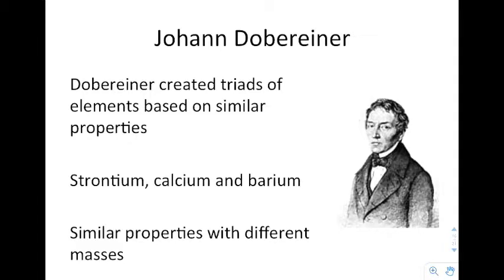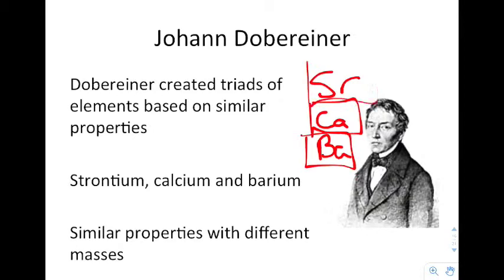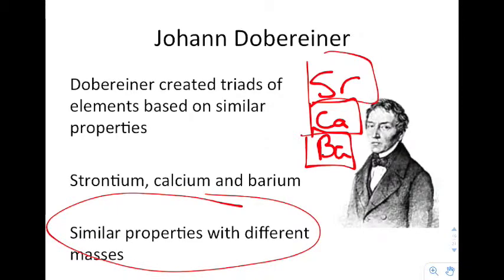Johann Döbereiner was the first one who actually organized elements in what he called triads, where he would say strontium, calcium, and barium he would consider to be one triad, three elements with very similar properties. And these similar properties he noticed always occurred in patterns of three. Now, these elements did have different masses, but he considered them to be the same element, just different versions of it. So you had a light, a medium, and a heavy version of these things.